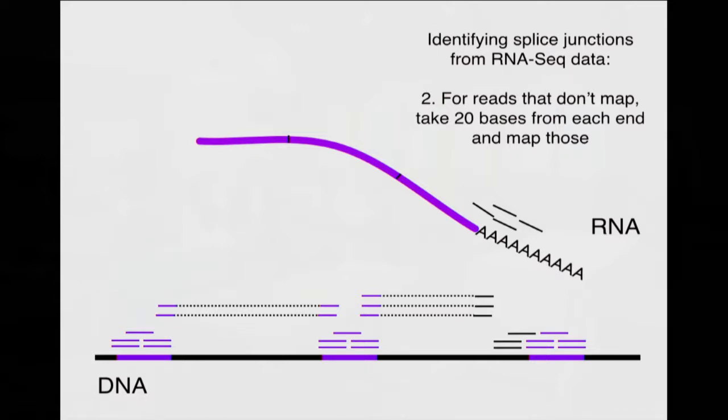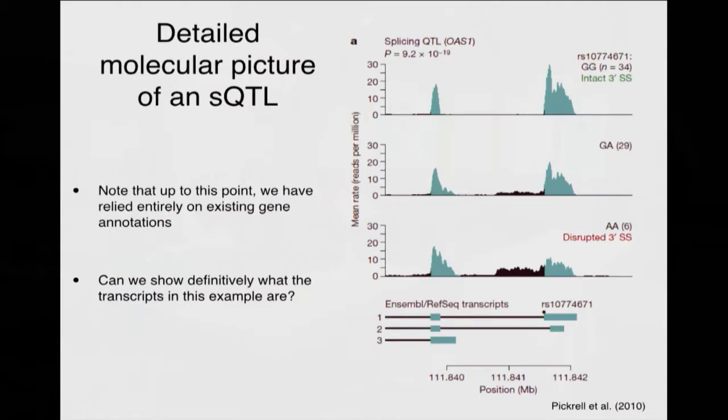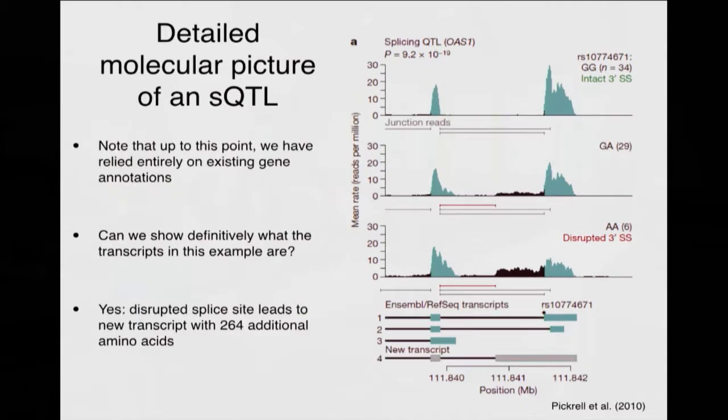So what happens when we do that in this example? If we take all the reads for the individuals with the 3' splice site, we find these junction reads. There's an exon up here. Gray are splice junctions that are annotated in the databases. In red are splice annotations that were not at that time annotated in the databases. We find a new splice junction here that goes from this exon to a new splice site here, creates a new transcript. And this appears to be in-frame, an in-frame new transcript with about 264 additional amino acids.